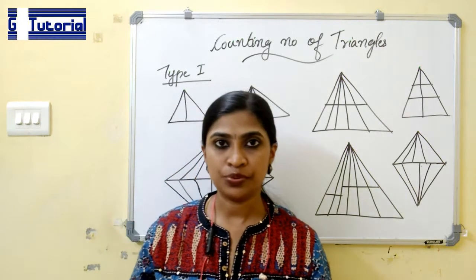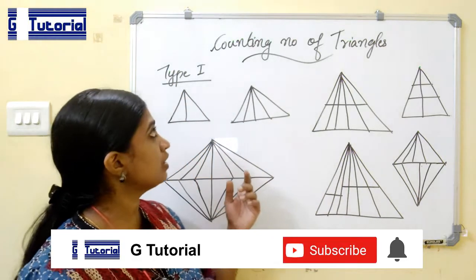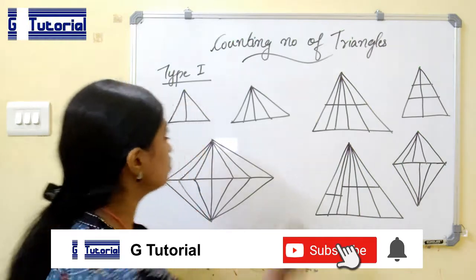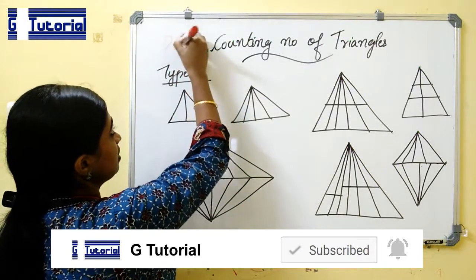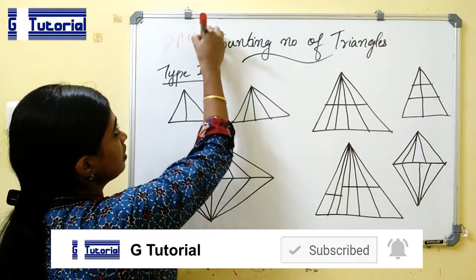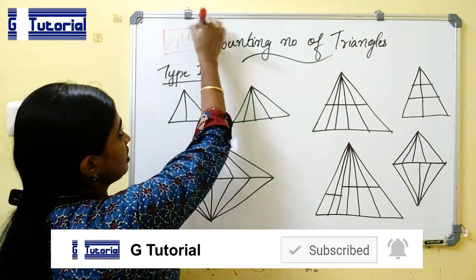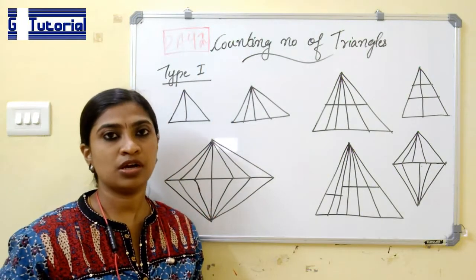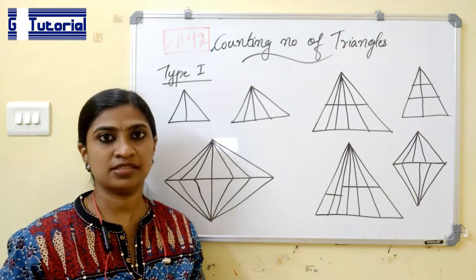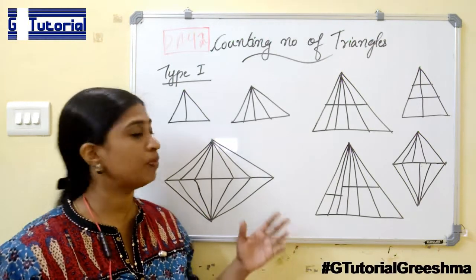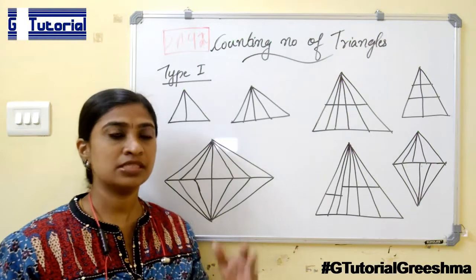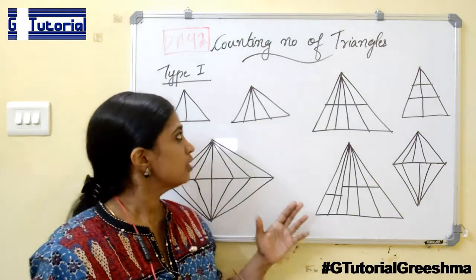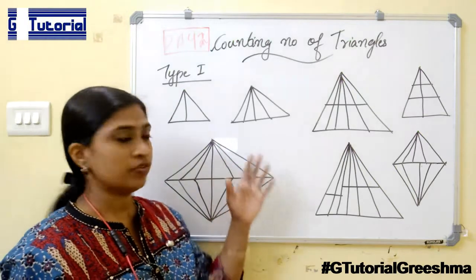Today I am before you with the topic counting number of triangles in a given figure. Today is day 2 of our class and I think you are clear with the topics taught in the first class, that is the aptitude section which is on problems based on trains. And today this is a topic from the reasoning section. This is the easiest portion where you can score marks. So we can get to our class.